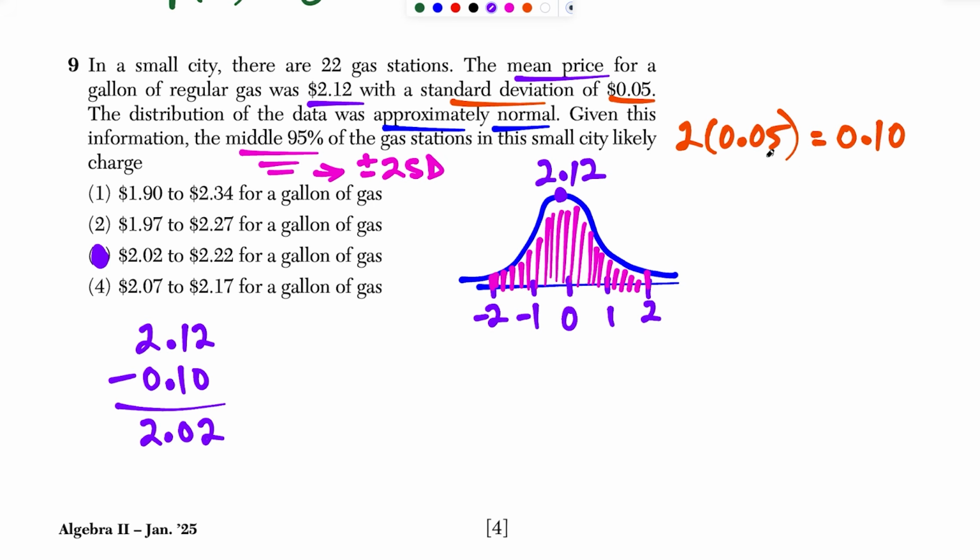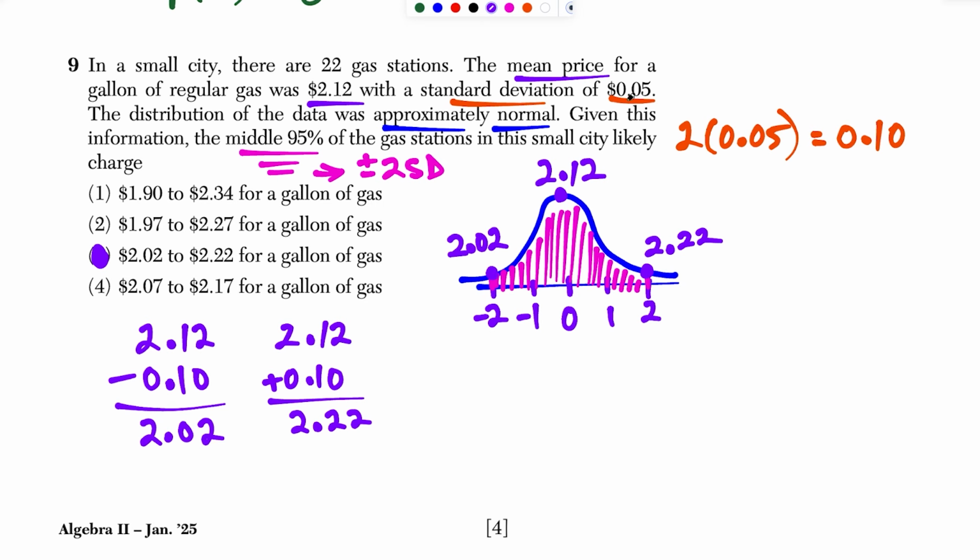But I'm just going to see what happens when I add the standard deviation times 2 to the average price. So I have 2.12, and I'm going to add 2 standard deviations this time. So I go like this, and notice that we get 2.22. Okay, so this is definitely matching up with choice 3. If I throw these values on the graph, notice at 2 over here, I would have 2.22, and over at negative 2, I would have 2.02. So this represents the prices.